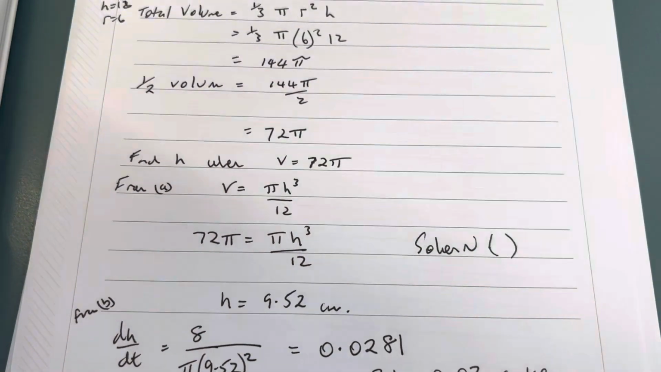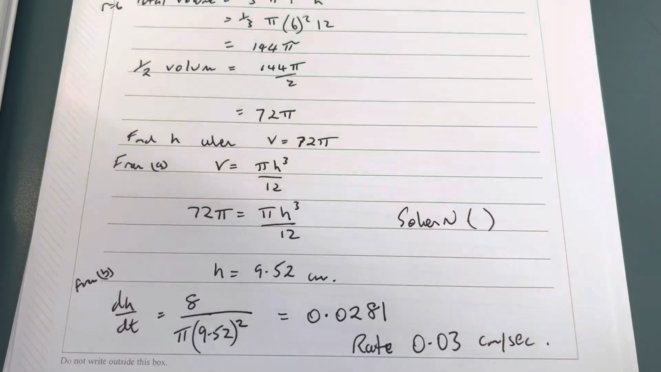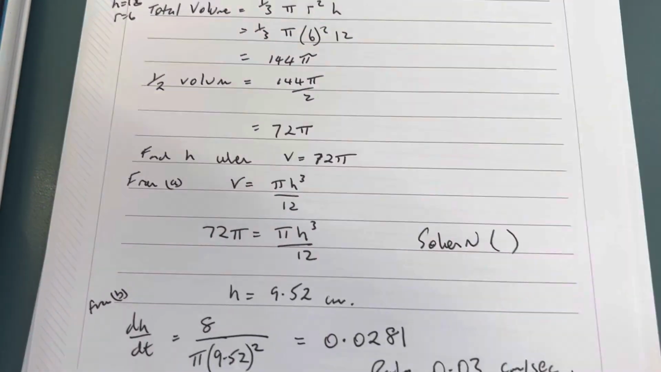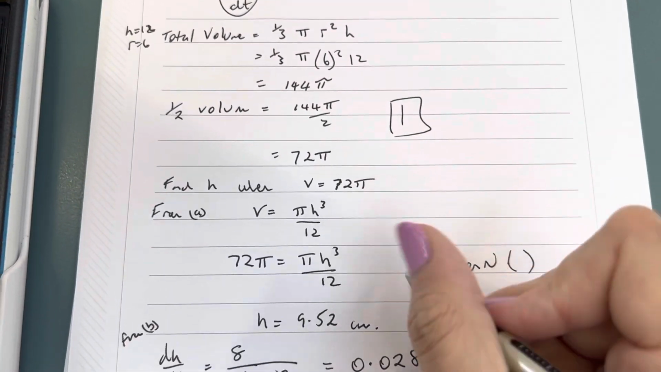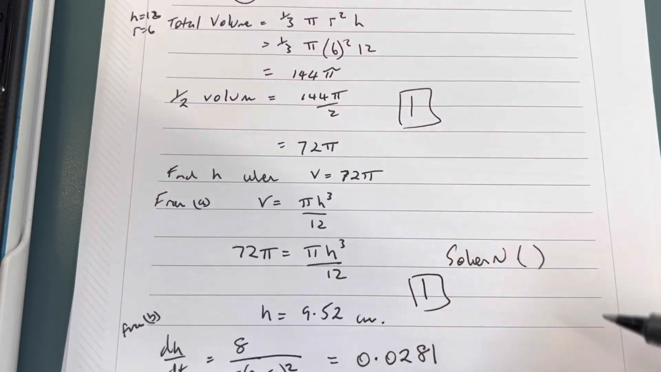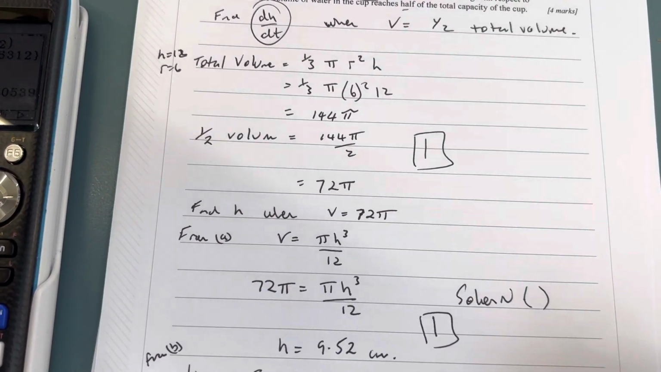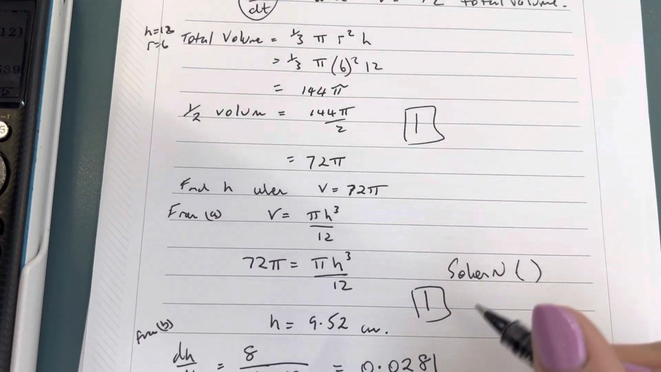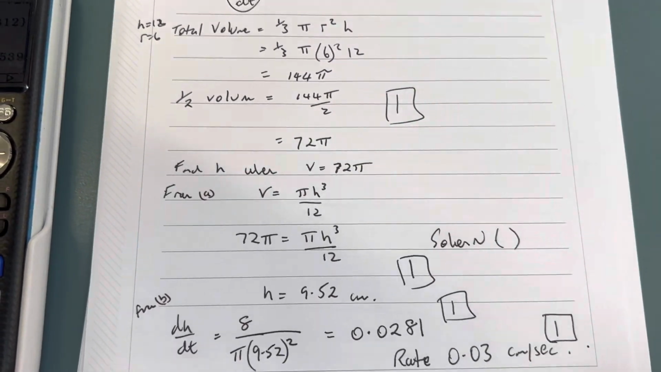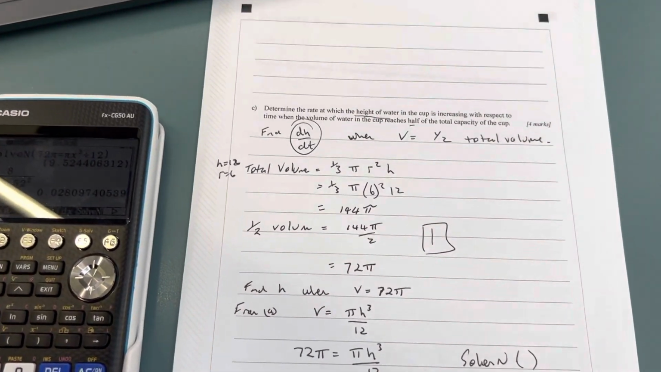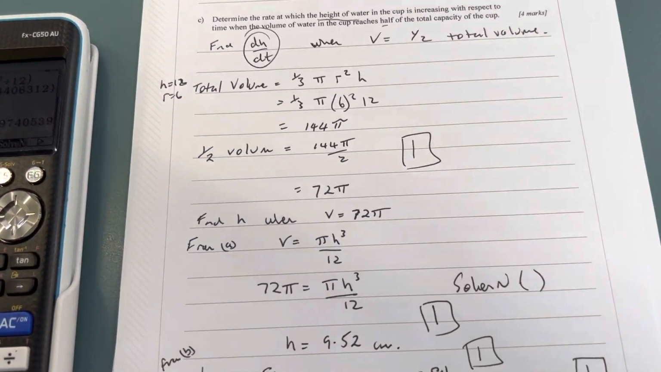Now with this one, working with your half volume, calculating your height, calculating this, and then giving your answer is a mark. So there's your 4 marks for that part of question 15.